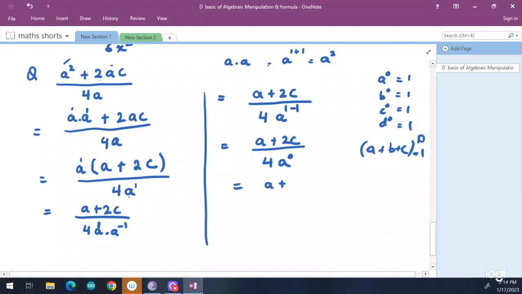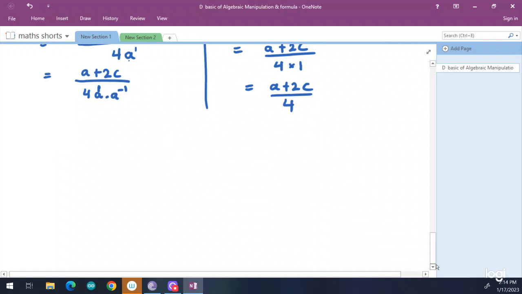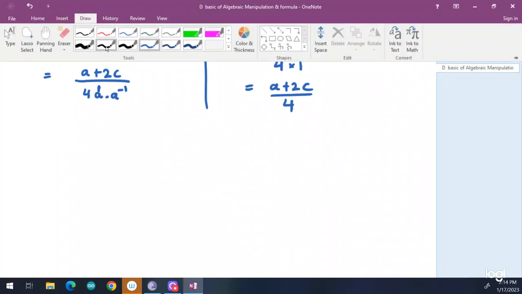A plus 2c over 4 times this one. 4 multiplied by 1 is 4. So the answer is a plus 2c over 4. I think you got this. Now just consider another question. I'm just changing the pen.